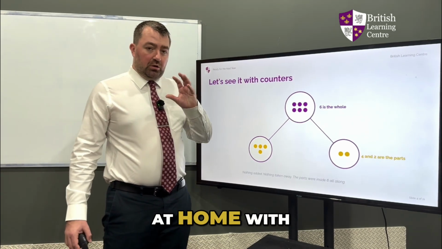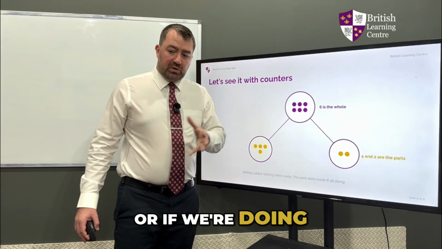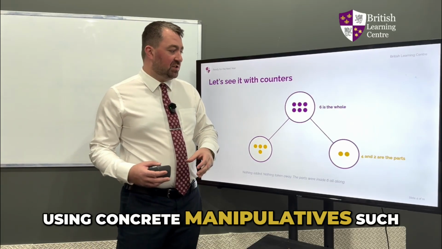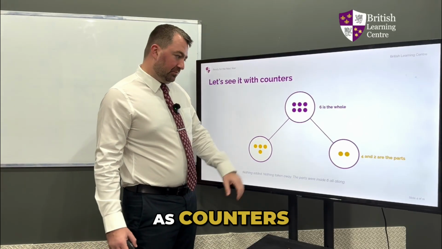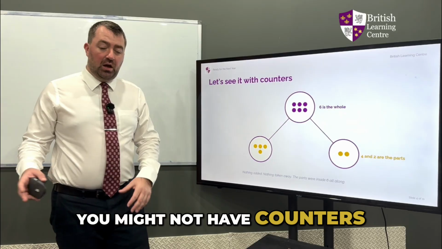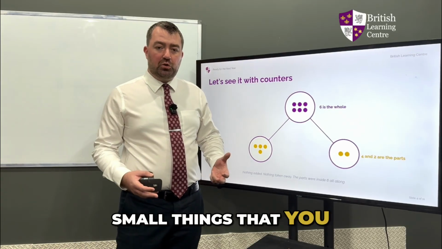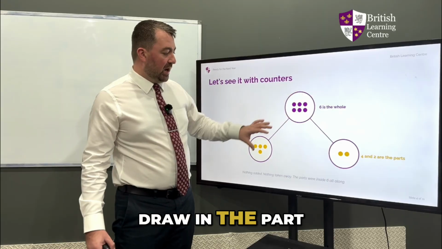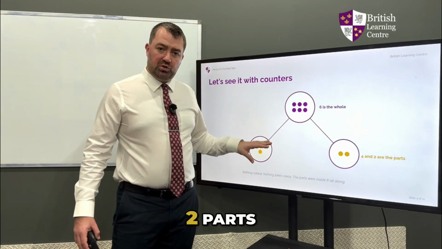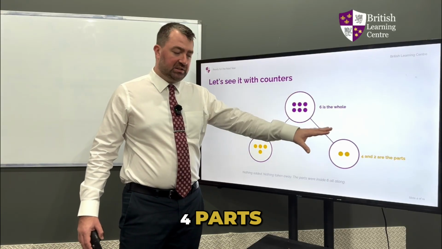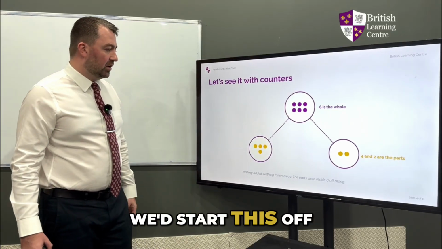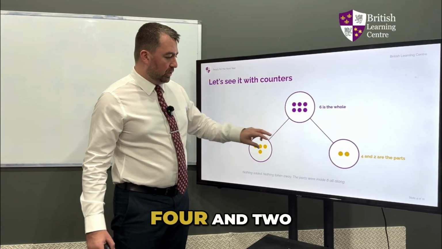If you're doing this at home with children or if we're doing it in the classroom at school, we would often be using concrete manipulatives such as counters. At home, you might not have counters, but everyone's got some small things that you could use to visualize and represent these. And if you can draw in the parts, it doesn't have to be two parts, it could be 3 parts, 4 parts, 5 parts, but this would be the simple way that we'd start this off. So 6 being the whole, 4 and 2.